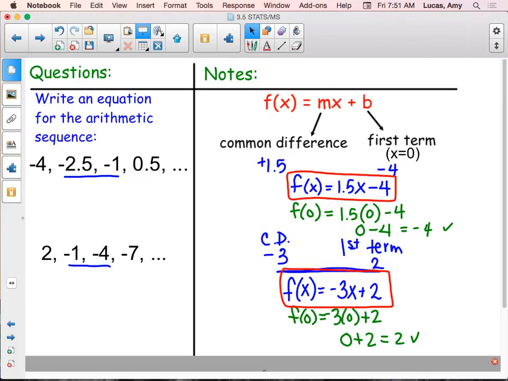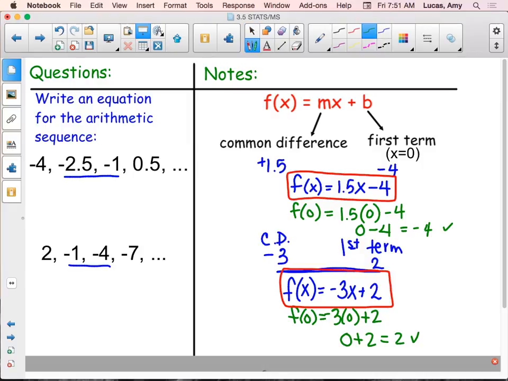Okay, so in this lesson we focused on arithmetic sequences, finding the common difference, and the next 3 terms to continue a sequence, and then writing an equation for the sequence. The equation represents all of the numbers in the sequence, all of them. I was checking the first term to make sure that the equation worked for the first term. You could check your equation for all of the terms.